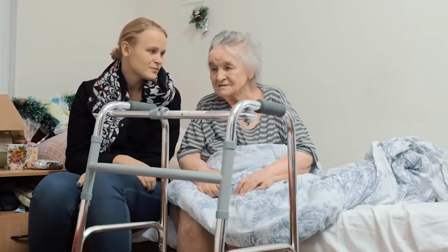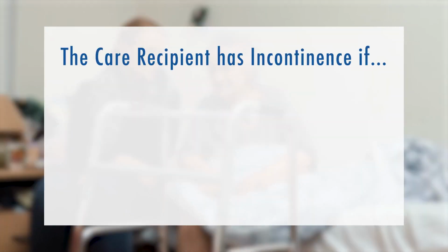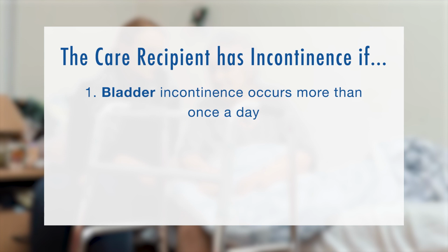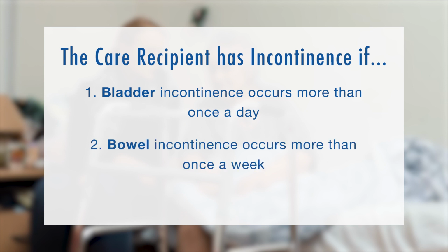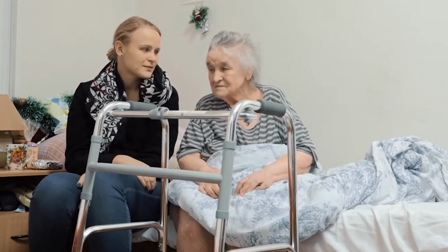For the purposes of the quality indicator program, the care recipient has incontinence if the bladder incontinence occurs more than once a day, or if bowel incontinence occurs more than once per week. There's another situation, and that's if they require a urinary catheter. So anybody who requires a catheter for passing urine will be marked as having incontinence as well.